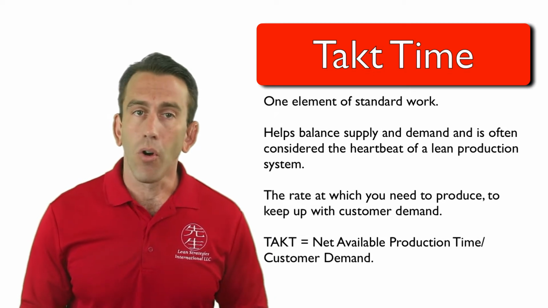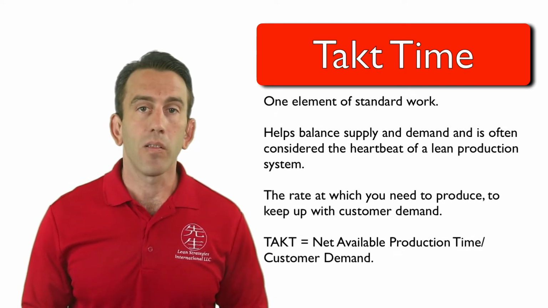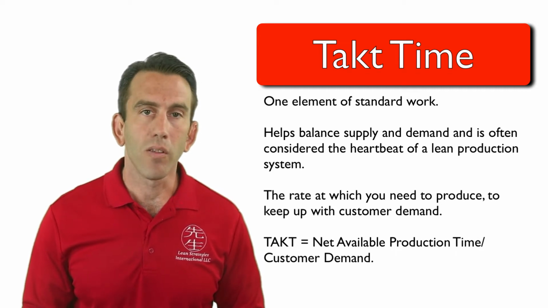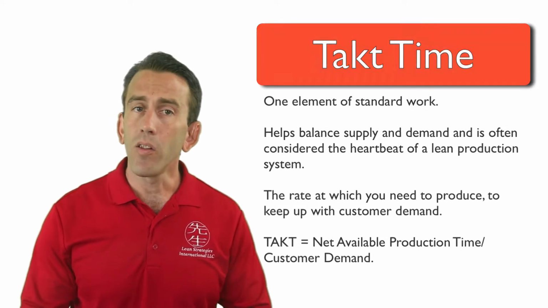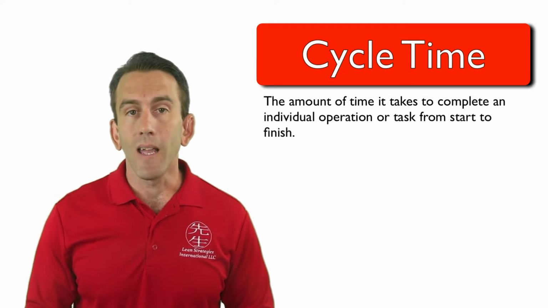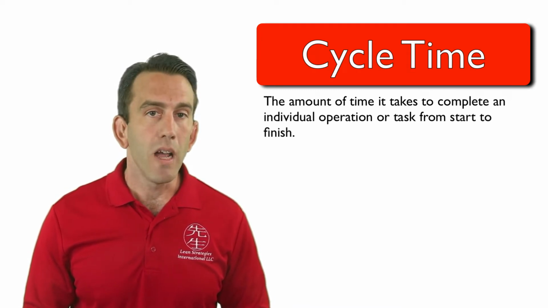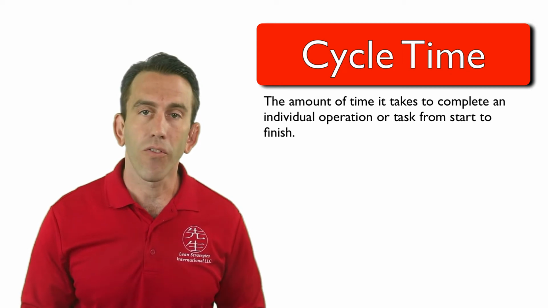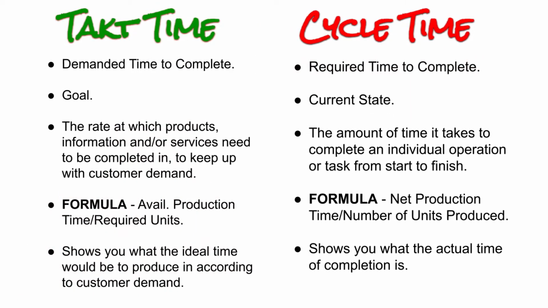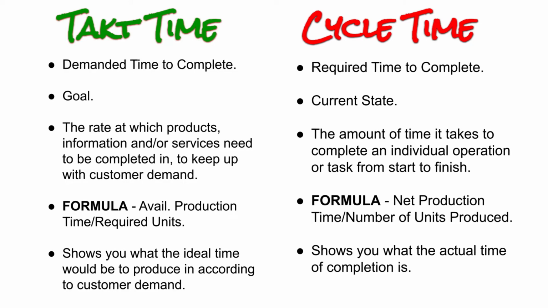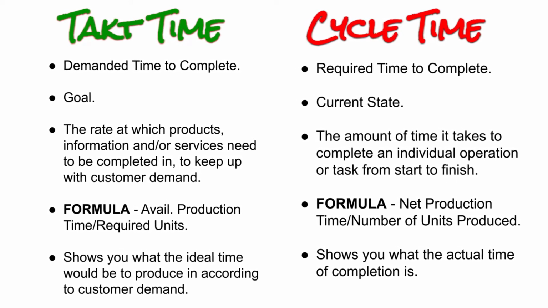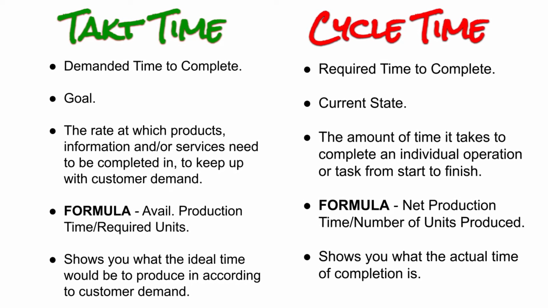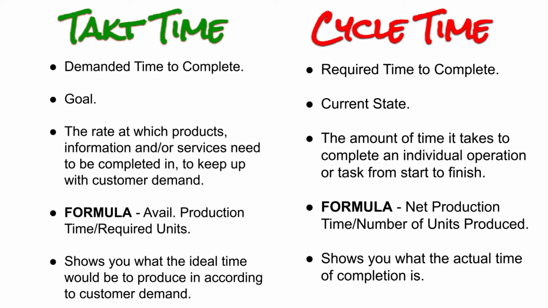Takt time is essential in setting standard work because it sets the pace that operations need to produce at in order to keep up with customer demand. This is different from cycle time. Cycle time is the amount of time it takes to complete an individual operation or task from start to finish. In other words, cycle time is the time required, and takt time is the demanded time. Another way of looking at it is that cycle time is your current state and takt time is the goal.